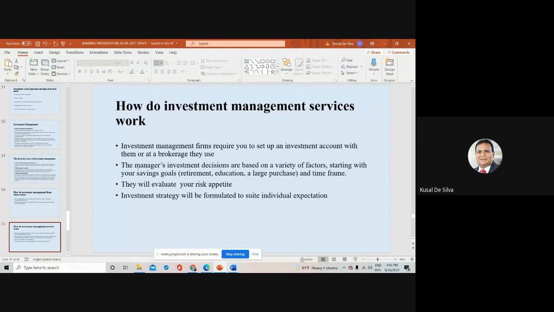The manager's investment decisions are based on a variety of factors, starting with your savings goals, retirement, education, large purchases, and the time frame. They will also evaluate your risk appetite. An investment strategy will be formulated to suit individual expectations. The investment manager's role is to identify the objective of the client. A client may have one objective or multiple objectives.